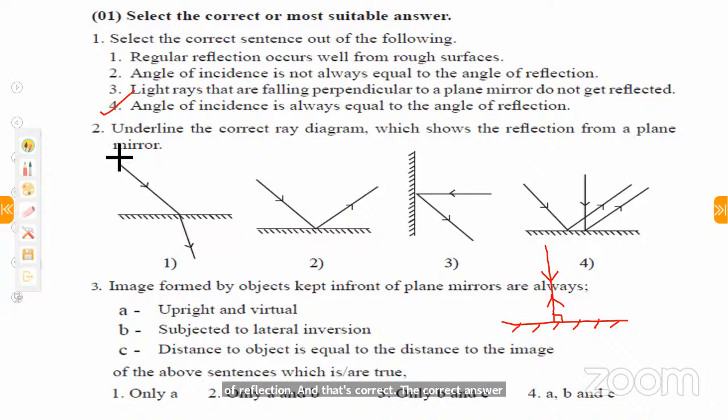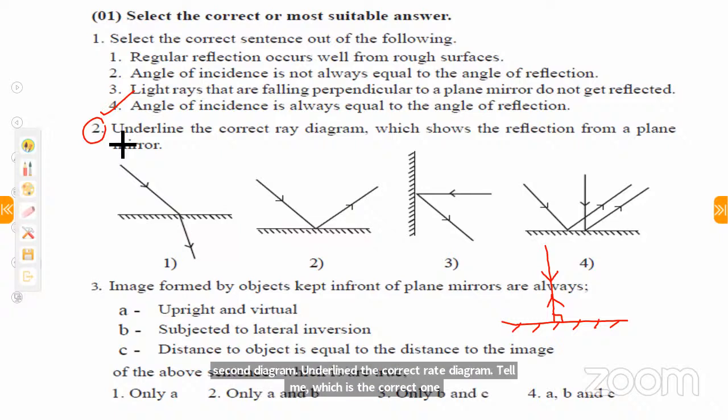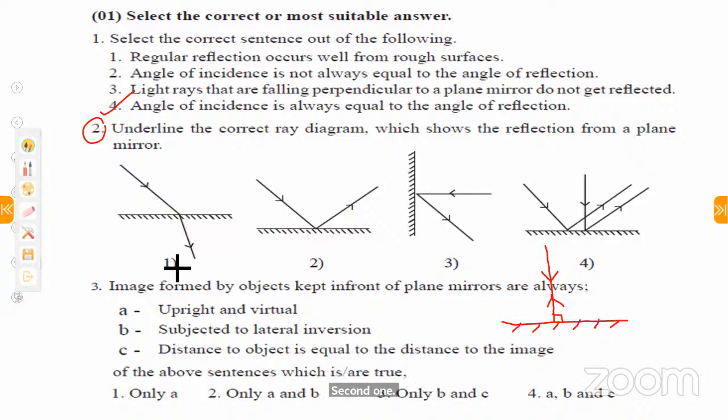The second diagram, underline the correct ray diagram. Tell me which is the correct one. Both reflection and the refraction are there. Can you see the first one? No, through mirrors, you can't see the refraction. Through the mirrors, only the reflection can be seen. So this is incorrect.